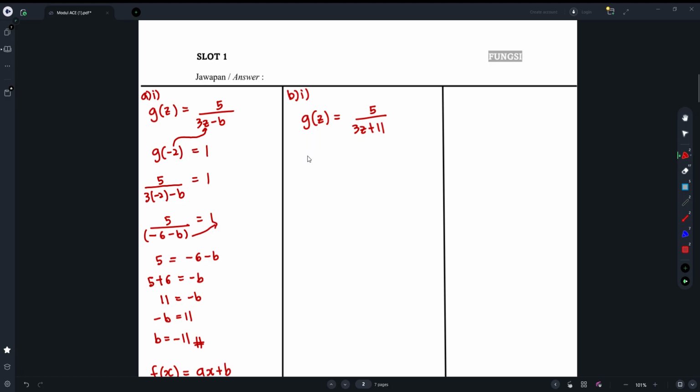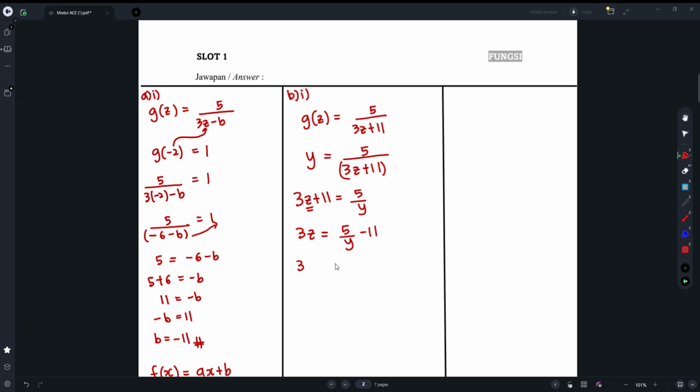We're going to make y equivalent to the function that we have right now. Then this entire bracket goes up and the y goes down. So it becomes 3z plus 11 is 5 over y. Our target is to make z the subject, so I need to remove the 11. So it becomes 5 over y minus 11.